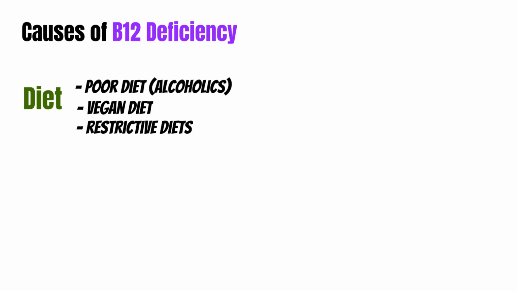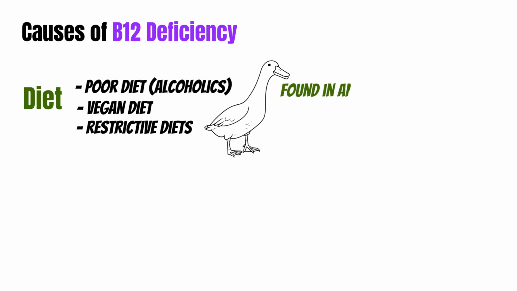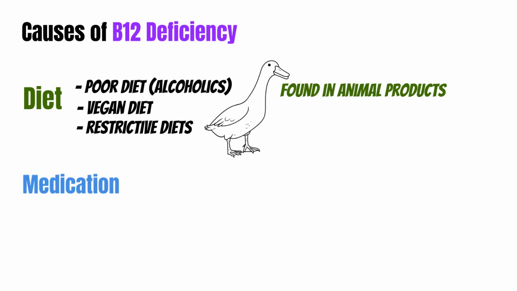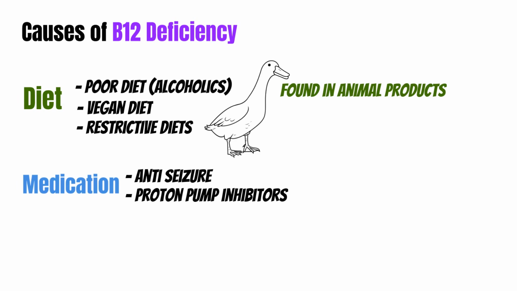So vitamin B12 comes from animal products. It's synthesized by organisms and it's found in animal products. So that's why it's predominantly seen in those kinds of diets. The second cause of B12 deficiency is medication. So things like anti-seizure medications, proton pump inhibitors for gastric acid, reflux medication, things like that, because they can sometimes impair the absorption of B12.